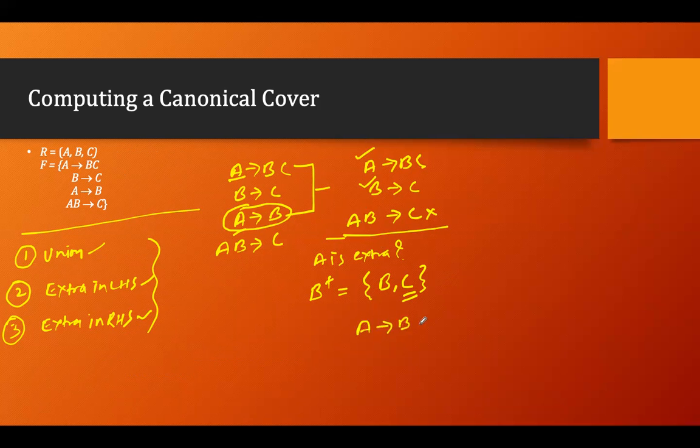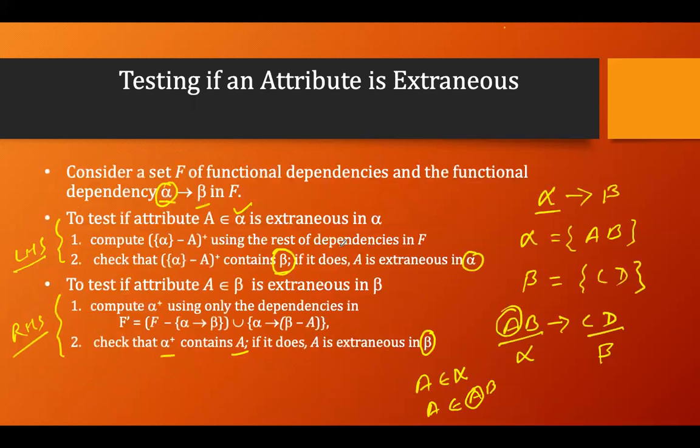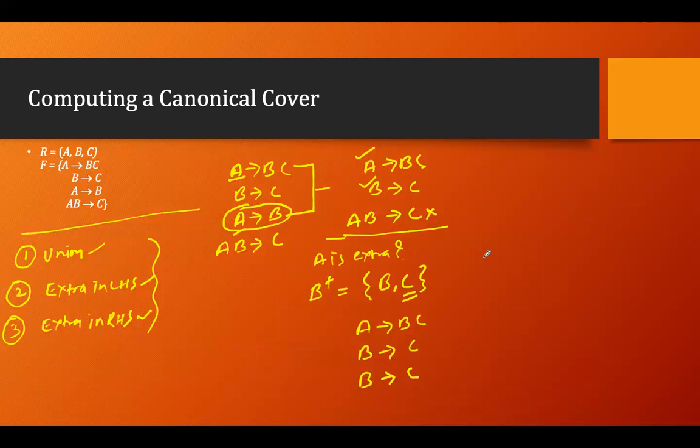A determine BC, B determine C, and again B determine C. Because we have removed A, right? We have removed A because A is extra. We find out A is extra. Why? Because we are getting C. See? If you are getting this particular beta, the beta part, it means that this A is extra. And here also we find out that this is the C, the beta part, and we find out in the closure. So we just remove it, and this is my functional dependency.